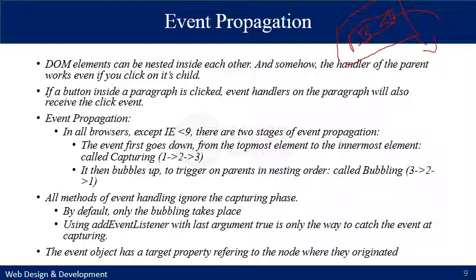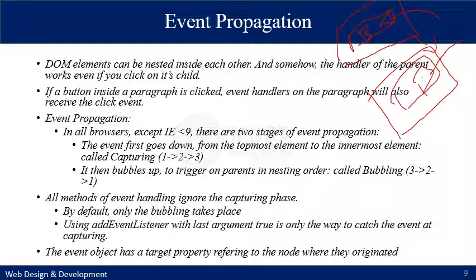So event propagation is done in all browsers except Internet Explorer less than 9. There are two stages of event propagation. In the first, the event goes from the topmost element to the innermost element, known as capturing. For example, if we have a div, and in the div we have a form, and in the form we have a button, and you click on the button, the event is captured from div to form to button.